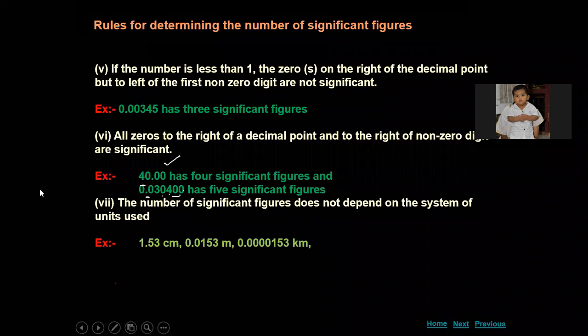The same concept, extra information, is what came in the 7th rule. So when we are changing units, the significant figures should not change. Now all have 3 significant figures only in the given example, right?